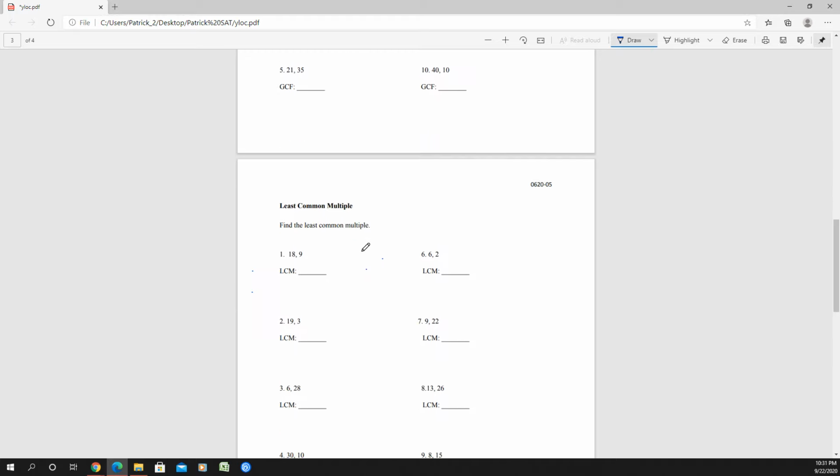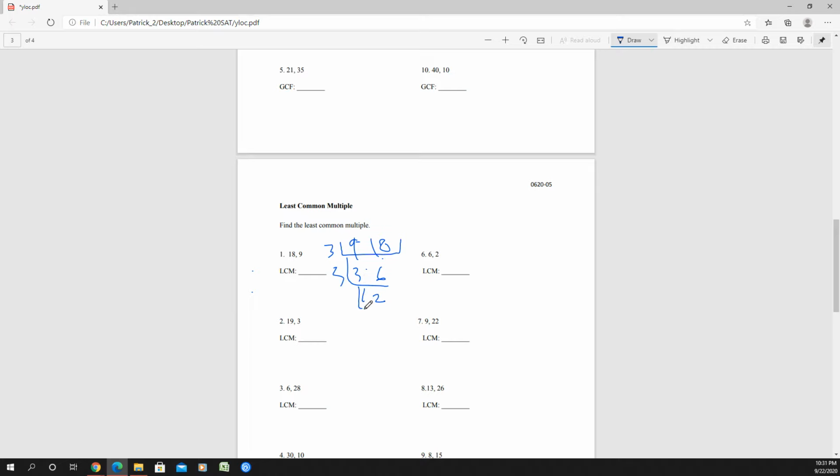Now, for LCM, it's basically the same thing, just with one extra step. So, same as before, you put 9 and 18 here. Can 9 be divided by 2? No. Can 9 be divided by 3? Yes. Can 18 be divided by 3? Yes. So it'd be 3 and 6. Can 3 be divided by 2? No. Can 3 be divided by 3? Yes. Can 6 be divided by 3? Yes. Okay. Now 1 and 2.